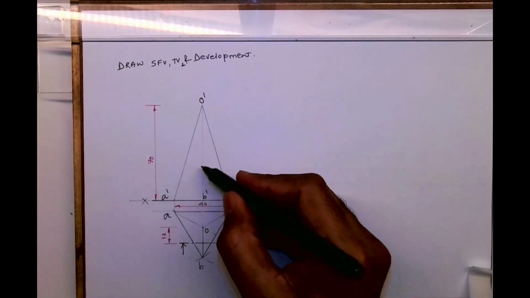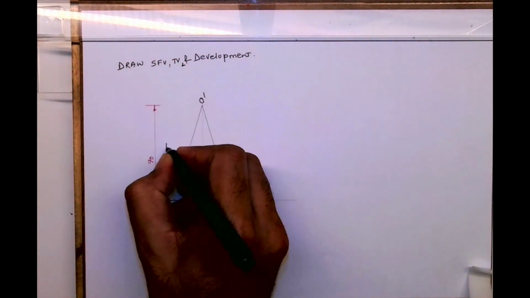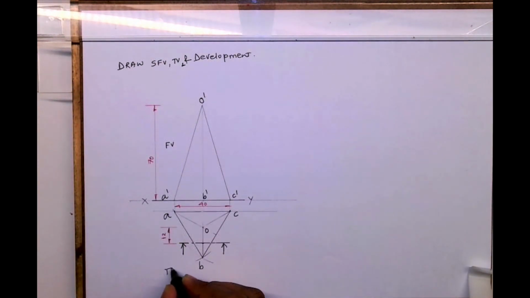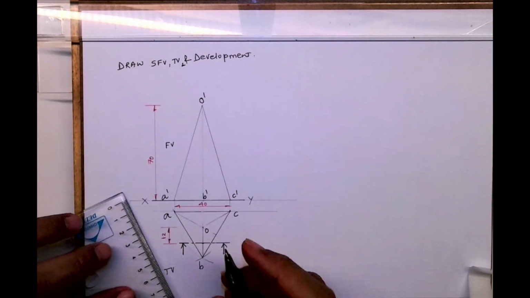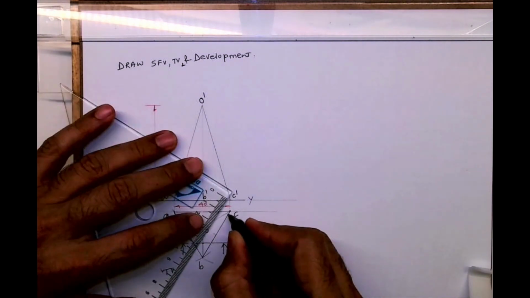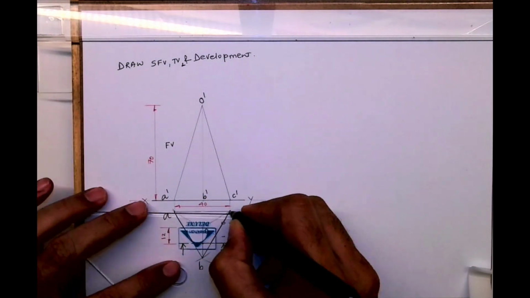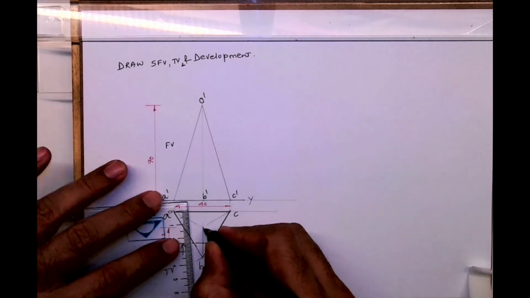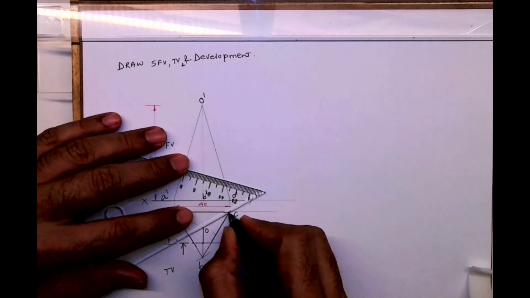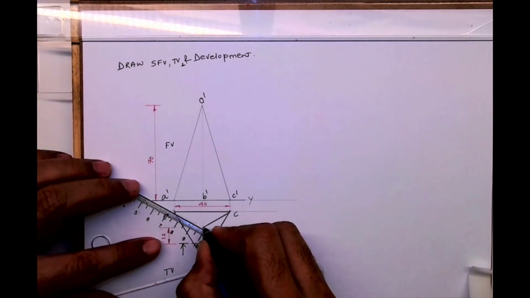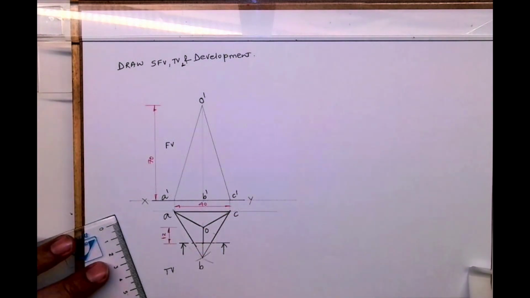Welcome to Technical Drawing. Today we'll see the front view and top view of this triangular pyramid, and it is getting cut in the top view like this. So we need to draw the sectional front view, top view and development. First I will draw this much portion dark. After cutting, this much will be dark.